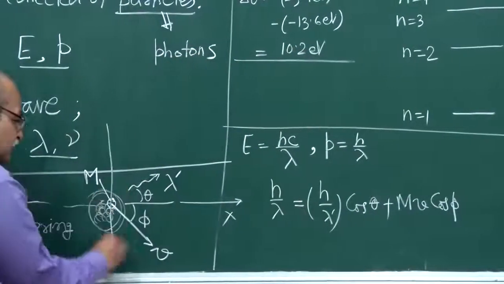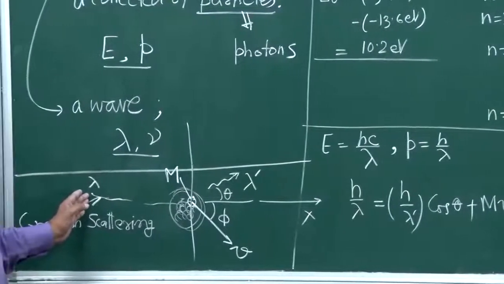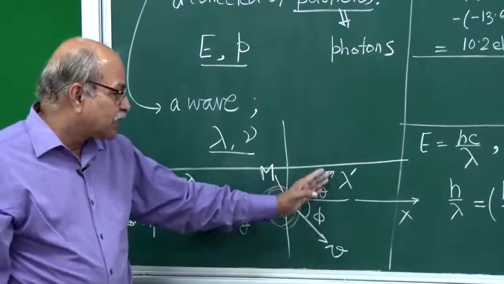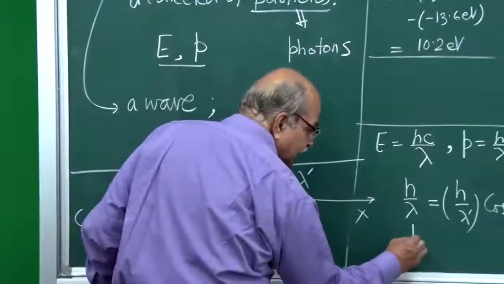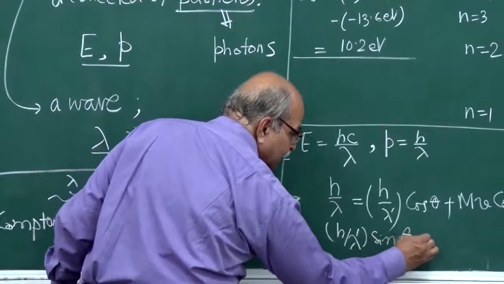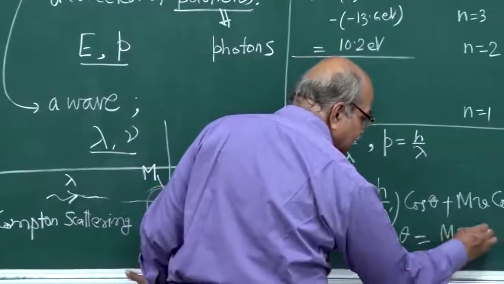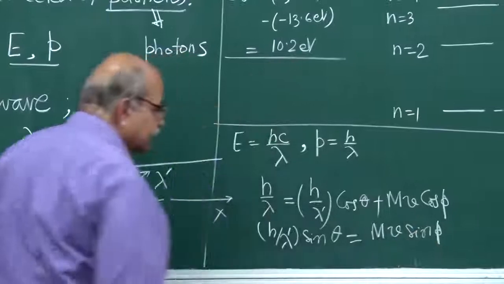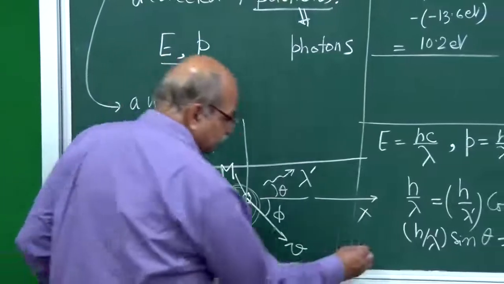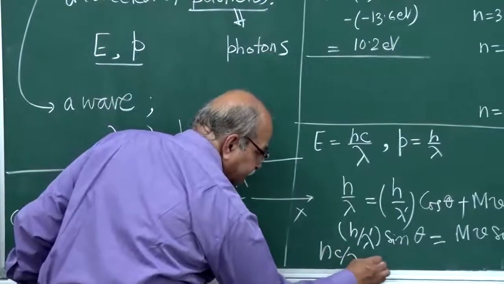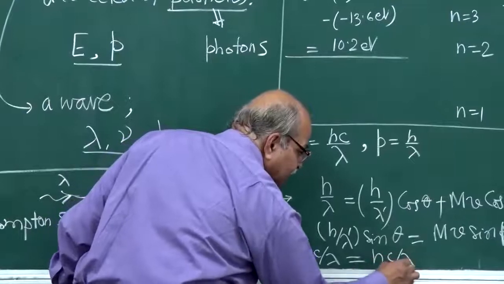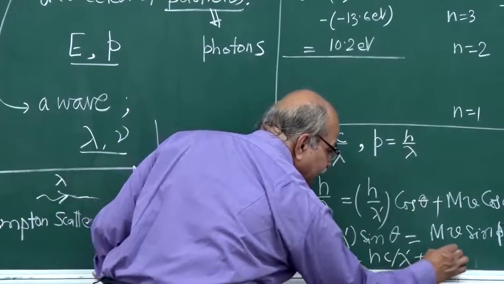And in y direction, the initial linear momentum was 0, so the final linear momentum should also be 0. So, you have h over lambda prime sin theta, and that should be equal to m v sin phi. And finally, the energy conservation: here the energy is hc over lambda, and here the energy is hc over lambda prime plus half m v square.